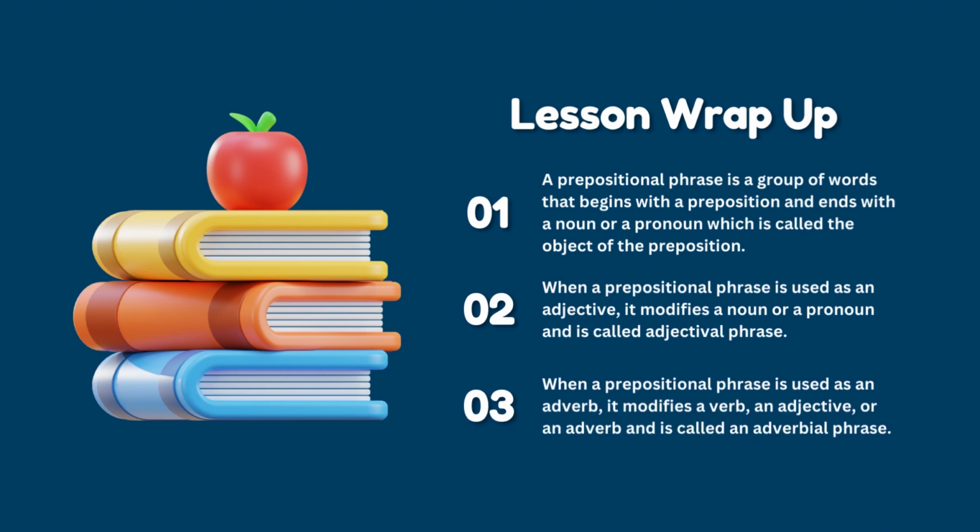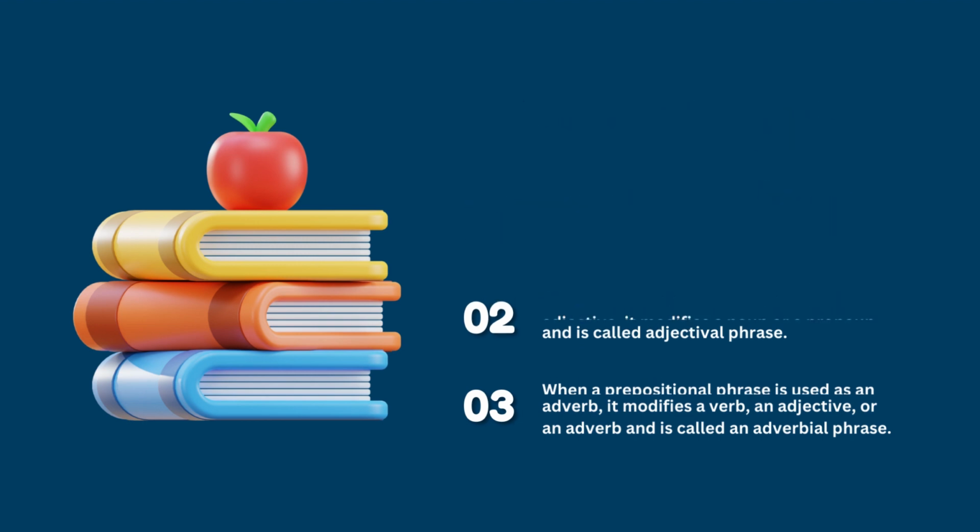Let's take a fast lesson wrap-up. First, a prepositional phrase is a group of words that begins with a preposition and ends with a noun or a pronoun, which is called the object of the preposition. Second, when a prepositional phrase is used as an adjective, it modifies a noun or a pronoun and is called an adjectival phrase. Third, when a prepositional phrase is used as an adverb, it modifies a verb, an adjective, or an adverb and is called an adverbial phrase.